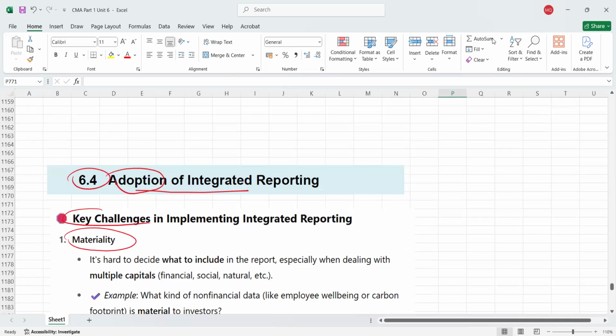So what we discussed today: we discussed guiding principles, like general guidelines, and then content elements, like what sections we have to adopt and show in the integrated report, and then what challenges or benefits there are of integrated reporting. Any question if you have, please ask me.